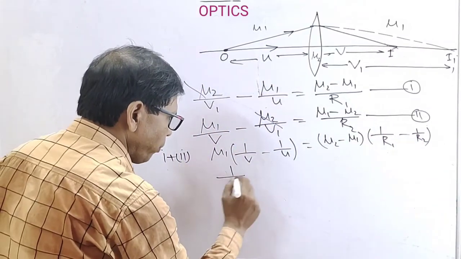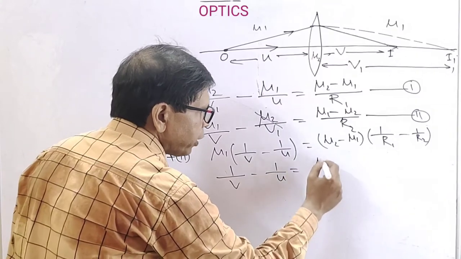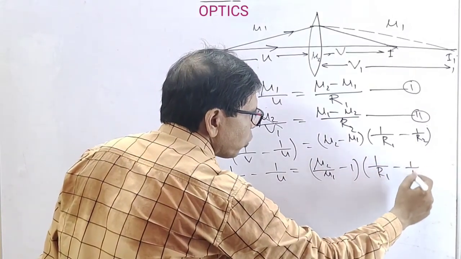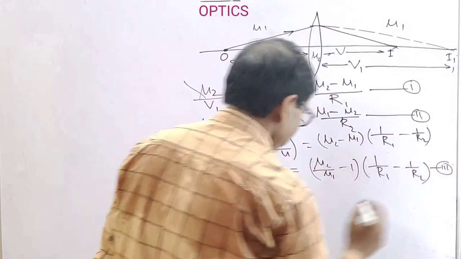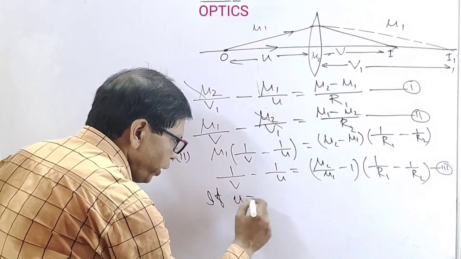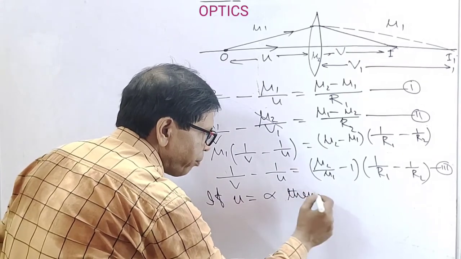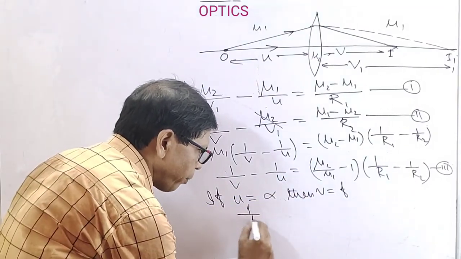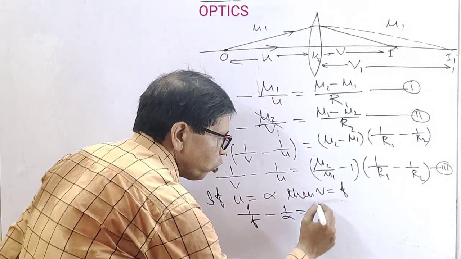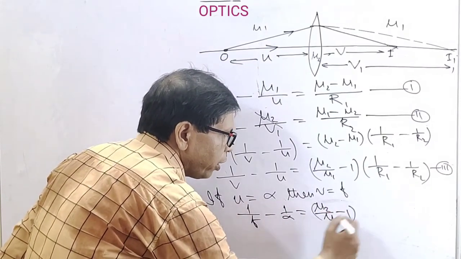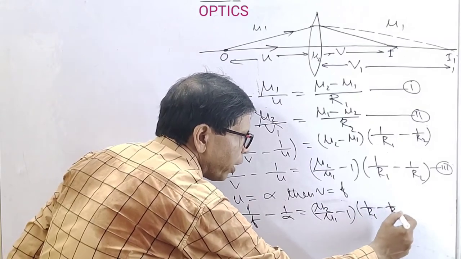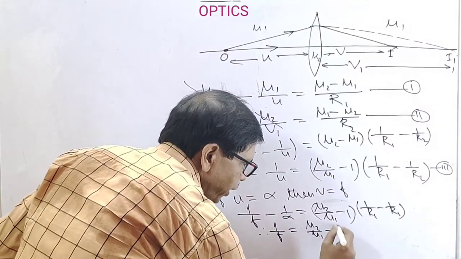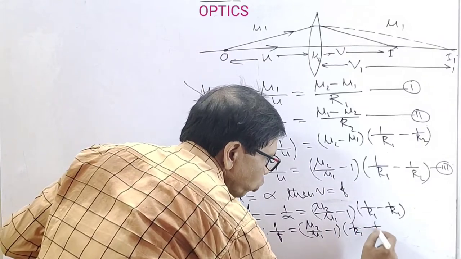Okay. So look at this. 1 by v minus 1 by u equals mu2 by mu1 minus 1 into 1 by r1 minus 1 by r2. This is equation 3. If u equals infinity, then image v equals the focal length. If we apply this relation, we get 1 by f minus 1 by infinity equals mu2 by mu1 minus 1 into 1 by r1 minus 1 by r2. So look, therefore 1 by f equals mu2 by mu1 minus 1 into 1 by r1 minus 1 by r2.